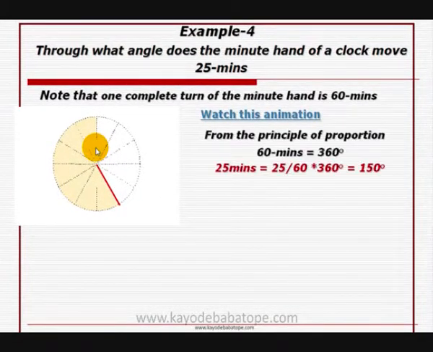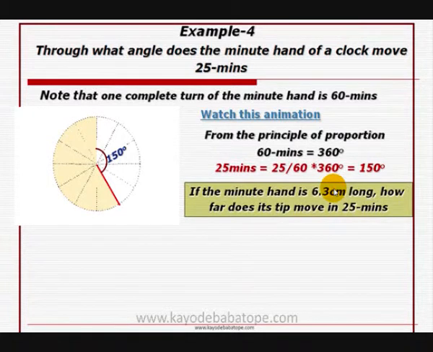Now, note that from the principle of proportion, 60 minutes, that is movement from here to make a complete revolution, is what constitutes 360 degrees. So, if every 60 minutes the minute hand makes a 360 degrees revolution, how many degrees will it make in 25 minutes? From the principle of proportion, we have 25 minutes will be equal to 25 divided by 60 times 360. That will give 150 degrees. I hope that is clear.